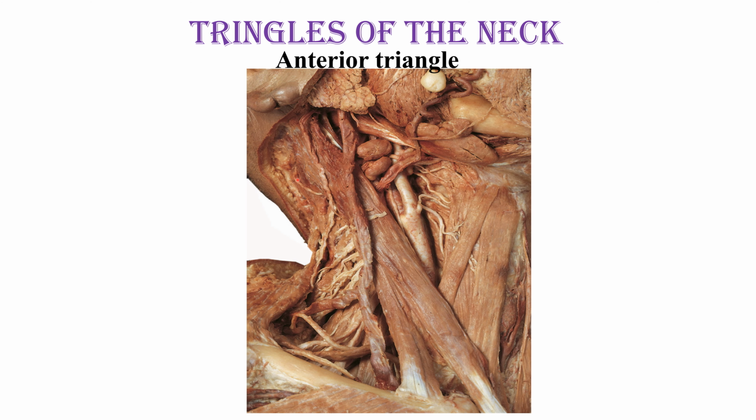Here is a cadaveric specimen to show again the two triangles, the posterior triangle and the anterior triangle, and the parts of the anterior triangle. What we can see here is the submental triangle in the anterior part, between the two anterior bellies of the digastric muscle, as we said, and the digastric triangle below the base of the mandible between the two bellies of the digastric.